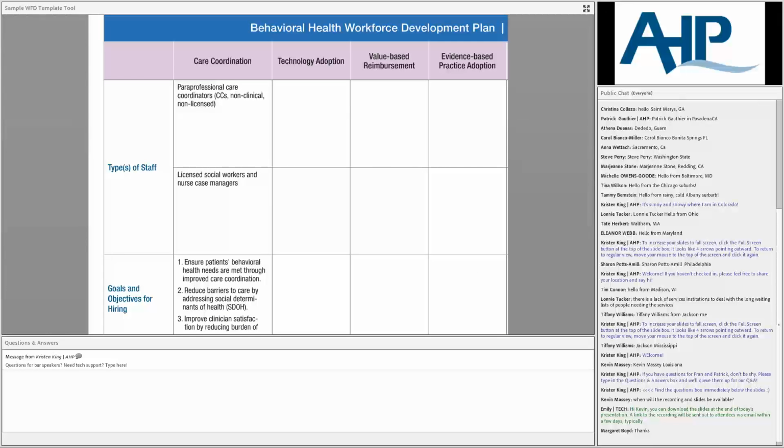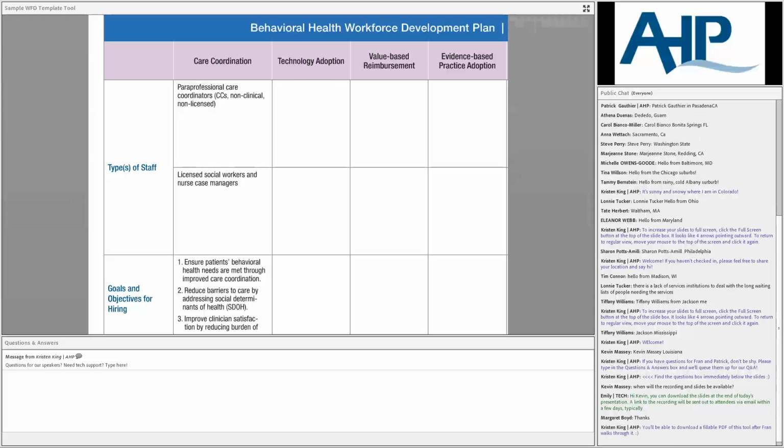So this is a plan that we did for an ACO that we work with, who focused their workforce development plan on paraprofessional care coordinators. These non-clinical, non-licensed staff work with patients to address a variety of social determinants of health that might prevent access to both physical and behavioral health care.